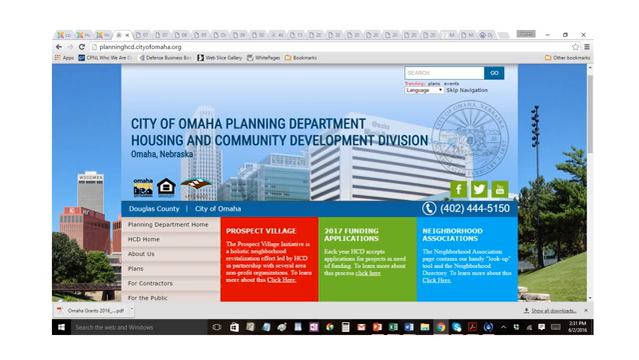Sometimes you have to do a little detective work to figure out where cities are using the money that they're getting in grants. This is a screenshot from the City of Omaha Planning Department, specifically the Housing and Community Development Division. This is where these ESG grants actually find their home, and this is the division that is tasked with spending that money, if you will. And here's a screenshot of their division.